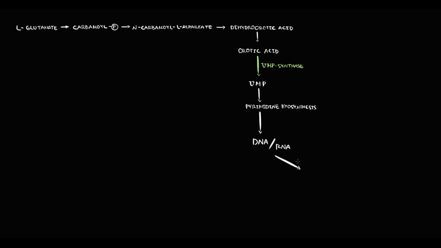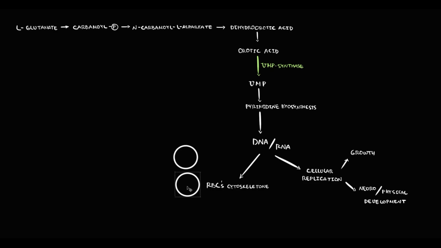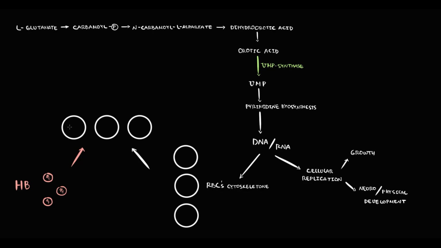And we know that we need DNA and RNA molecules for cellular replication, which determines the normal growth of the organism and normal neurological and physical development. One of those cells that require DNA and RNA molecules are red blood cells. More precisely, we need DNA and RNA molecules to produce the red blood cell cytoskeleton. After this, we produce hemoglobin molecules, and when we combine the red blood cell cytoskeleton and hemoglobin, we get normal red blood cells.